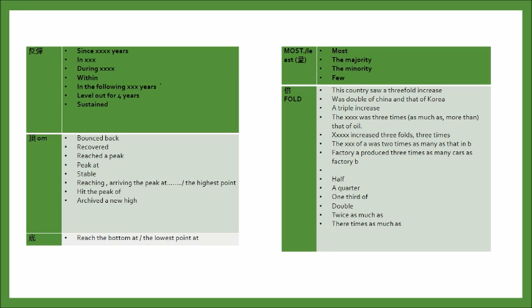Moreover, sometimes you may see that something has increased really drastically, and then you may say this country saw a double-fold increase in something, and threefold actually means 3 times. You may also say that if something has bounced back, it actually means that it was falling, but it suddenly increased drastically, and then you may say bounce back.